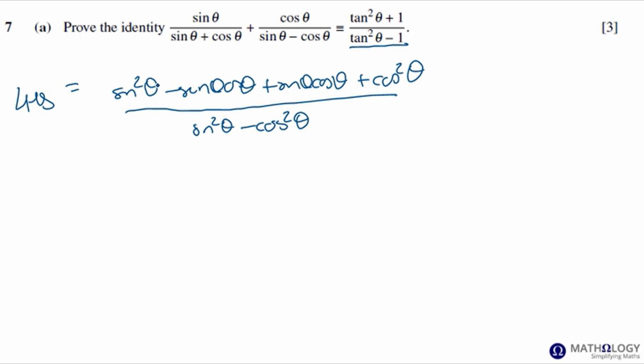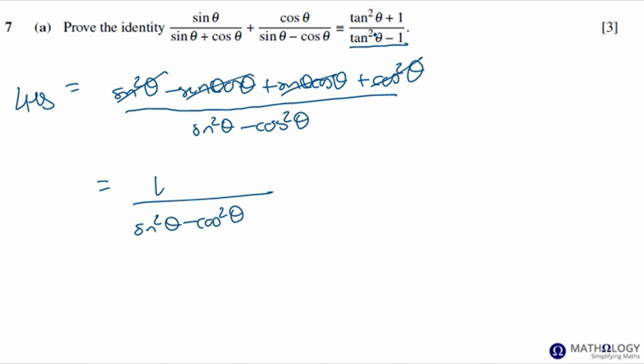On the left, sine squared theta plus cos squared theta equals 1. That's from the square identity. Minus sine theta cos theta plus sine theta cos theta is 0. So we just have 1 in the numerator. And we have sine squared theta minus cos squared theta in the denominator.